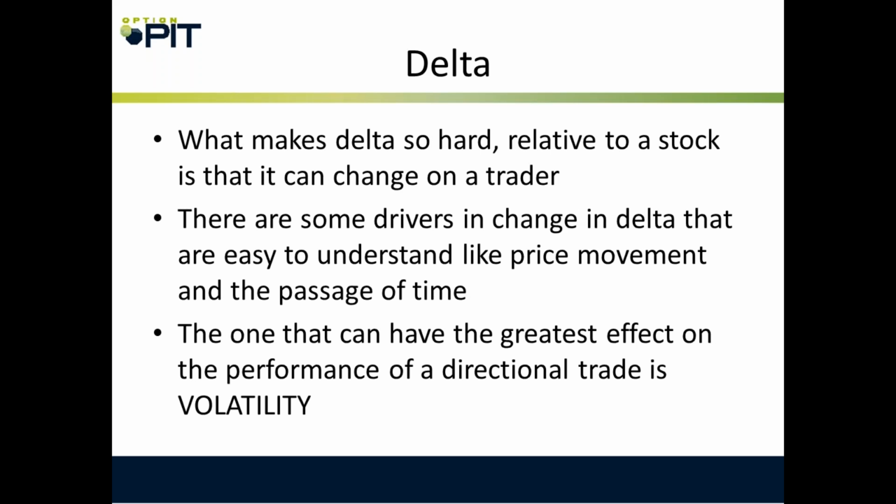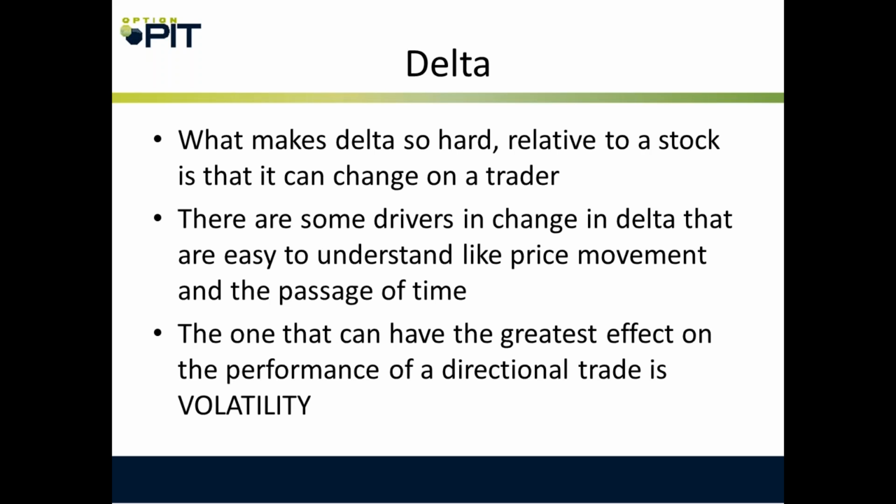So what makes delta so hard is that relative to a stock, it can change on a trader. If I own 100 shares of stock, I own 100 shares of stock. If the underlying moves up $1, my 100 shares will make $100. If the underlying moves up $2, my shares will make $200. Options don't necessarily work that way.